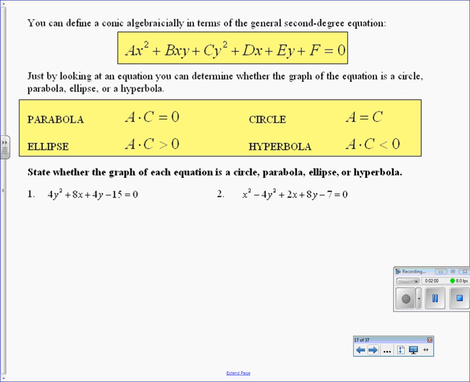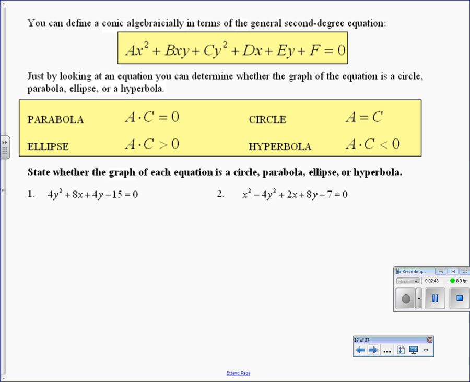So this is the big equation and the big stuff I would like you to know for today. We're going to use this throughout this chapter. We can define a conic algebraically in terms of this second degree equation: ax squared plus bxy plus cy squared plus dx plus ey plus f equals 0. You're like, oh my God, that's a pretty big equation. It's really not too horrible, because what we really only need to focus on is what's in the A position and what's in the C position. The rest of it, we don't care. And we just want to make sure that it's equal to 0.